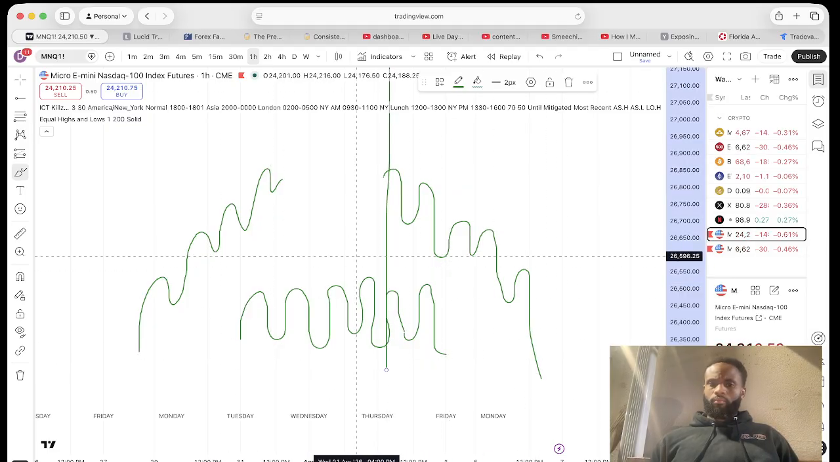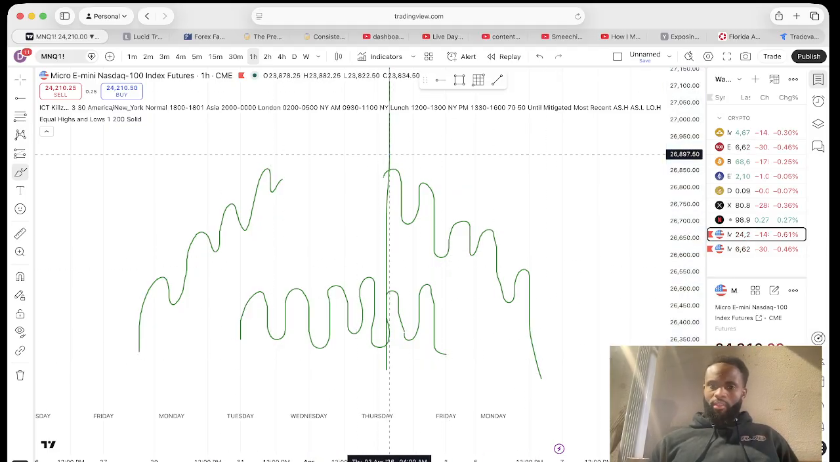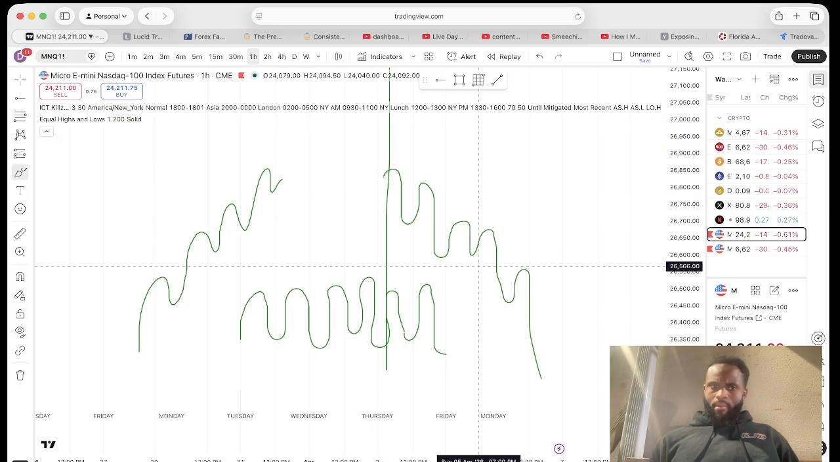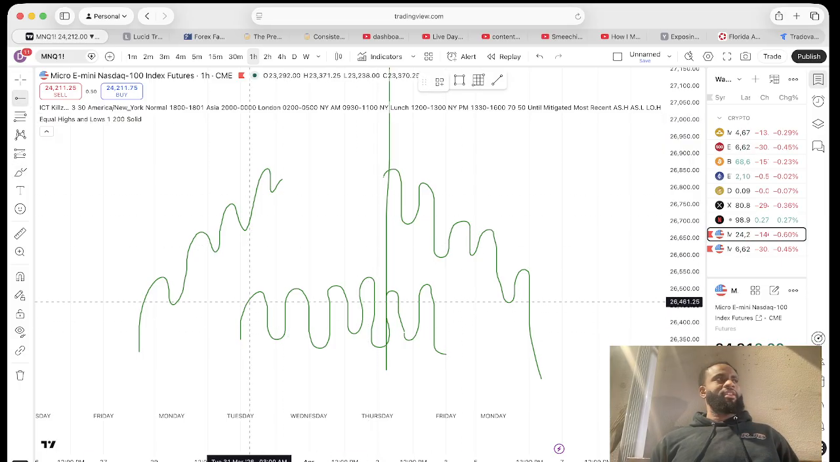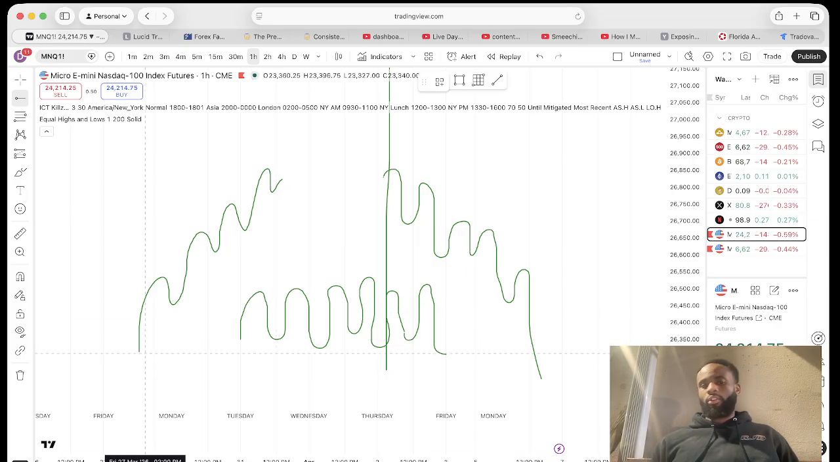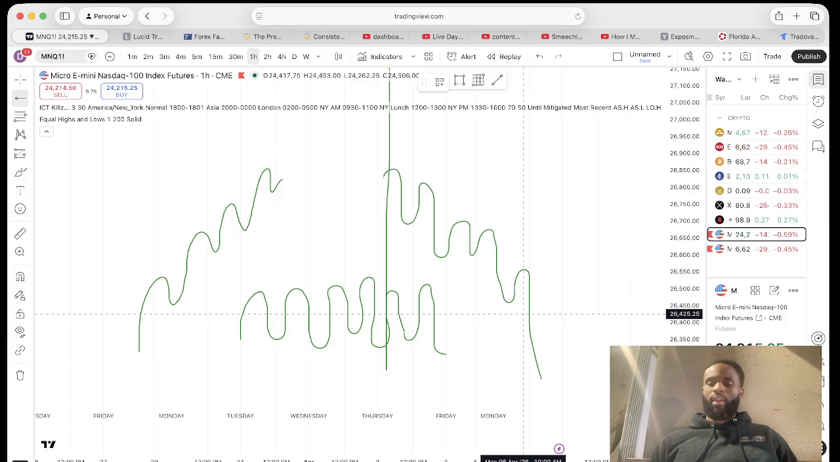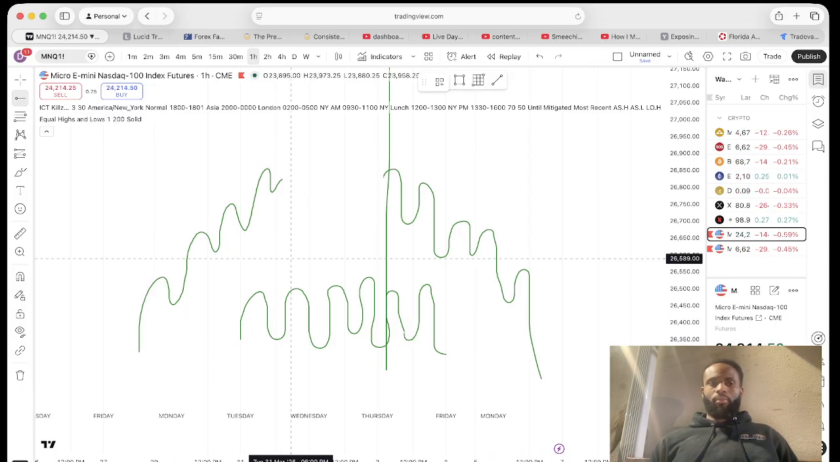So let's talk about consolidation really quick. Consolidation, it doesn't necessarily make a higher high or a higher low. We just go sideways. It's literally what it is. It's not an uptrend, it's not a downtrend. The market is literally moving sideways. So let's look at real life examples.